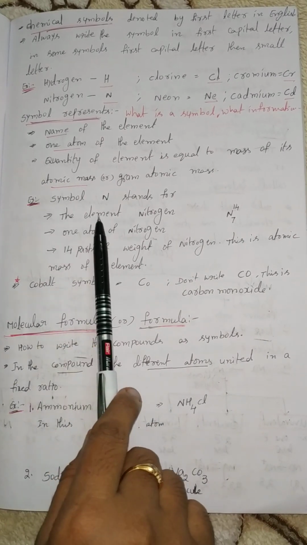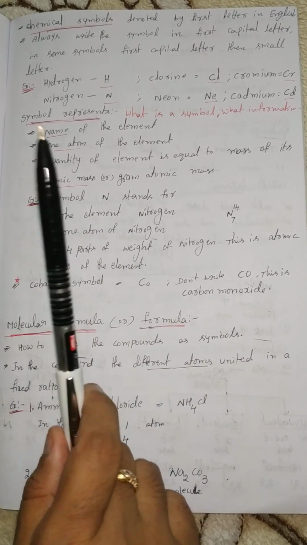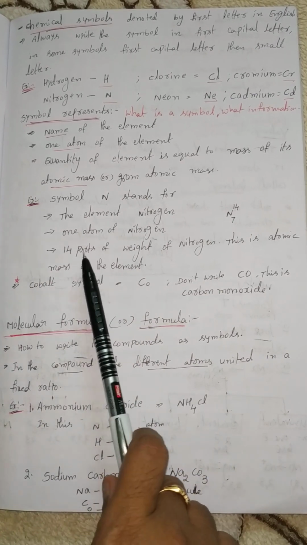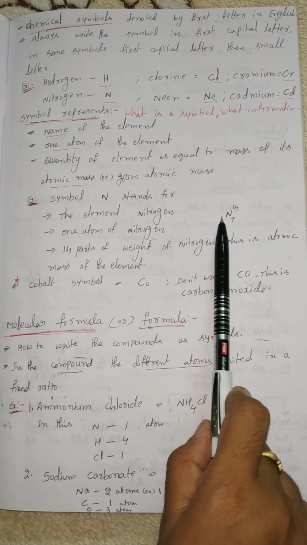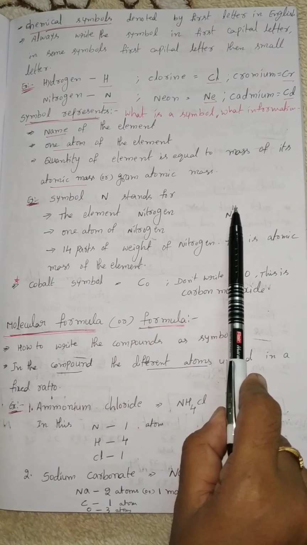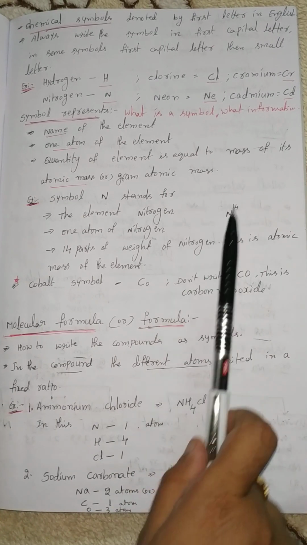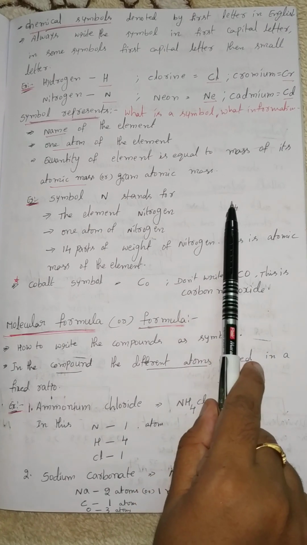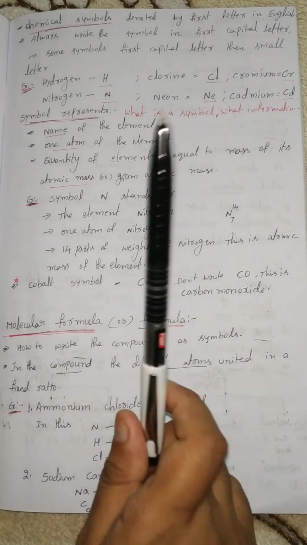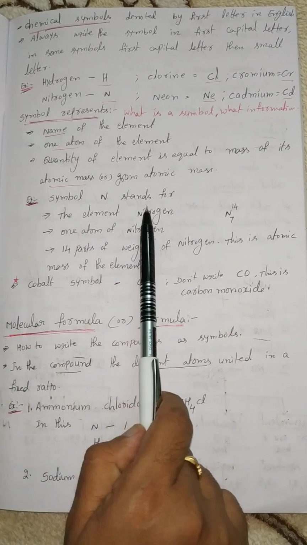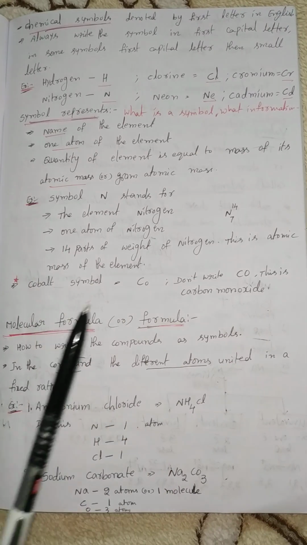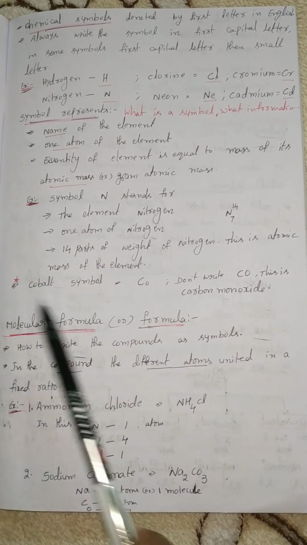First of all, the element name nitrogen. Second, one atom of the element, and third, the atomic mass. For nitrogen, 7N14, the downside is the atomic number, and upside we always write the mass, that means weight. So 14 parts of weight of nitrogen, this is the atomic mass of the element. So these 3 points are very important. The symbol represents the name of the element, one atom of the element and the atomic mass of the element.